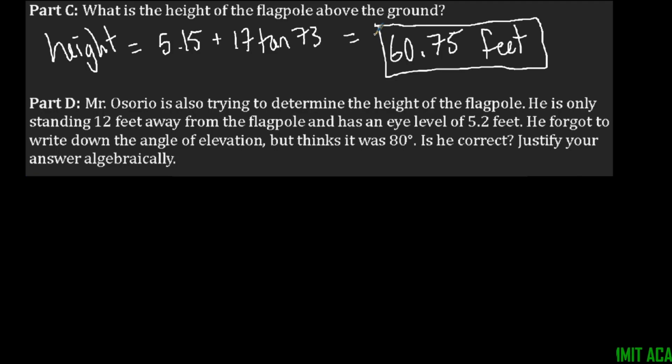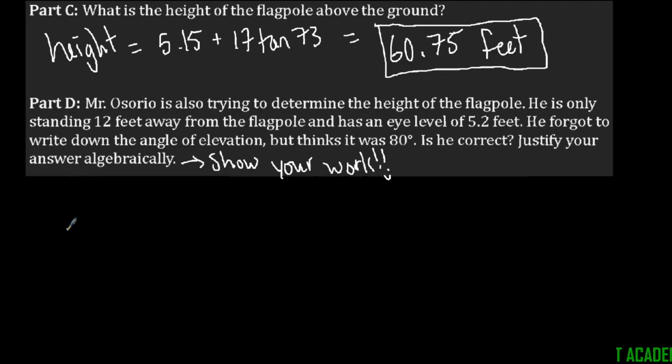Osorio is also trying to determine the height of the flagpole. He is only standing 12 feet away from the flagpole and has an eye level of 5.2 feet. He forgot to write down the angle of elevation, but thinks it was 80 degrees. Is he correct? And then you have to justify your answer algebraically. That means you just have to show your work, as we always do.